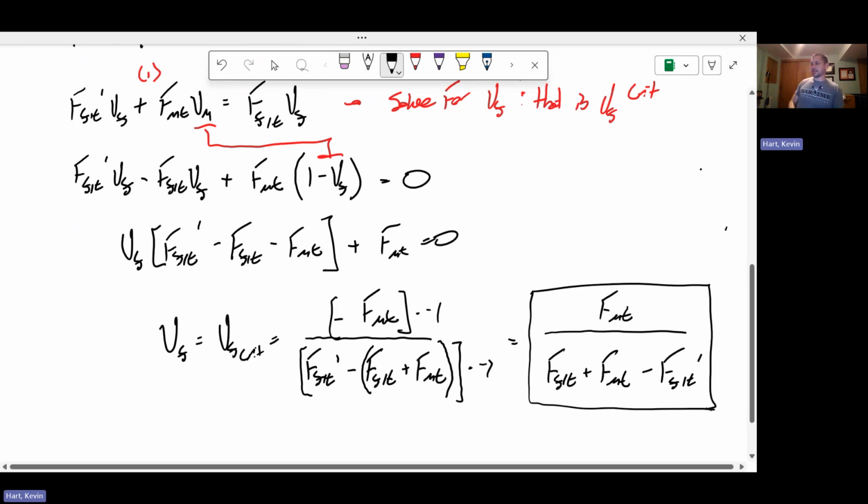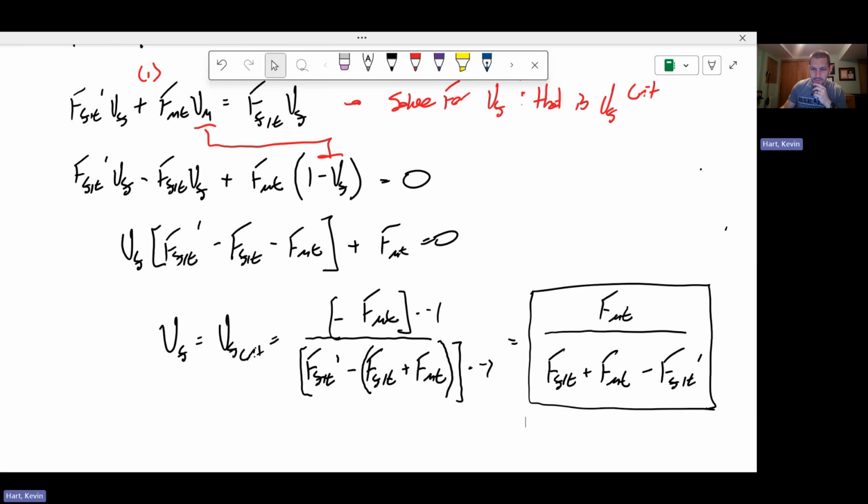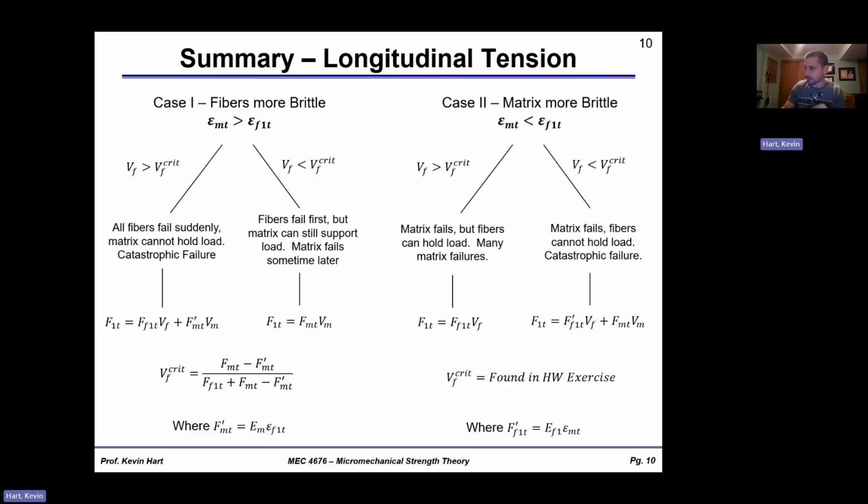Okay, so that is the answer here. That is the critical volume fraction where you have a shift in the way that the material responds and behaves when you're pulling it in longitudinal tension. So let's go to the notes here. It might be useful to look at the notes and look at the summary. So I pulled up this slide here. This is the summary of all cases for longitudinal tension. So case number 1, the fibers are more brittle. It depends on if you have a very high or very low volume fraction. You can work your way through.